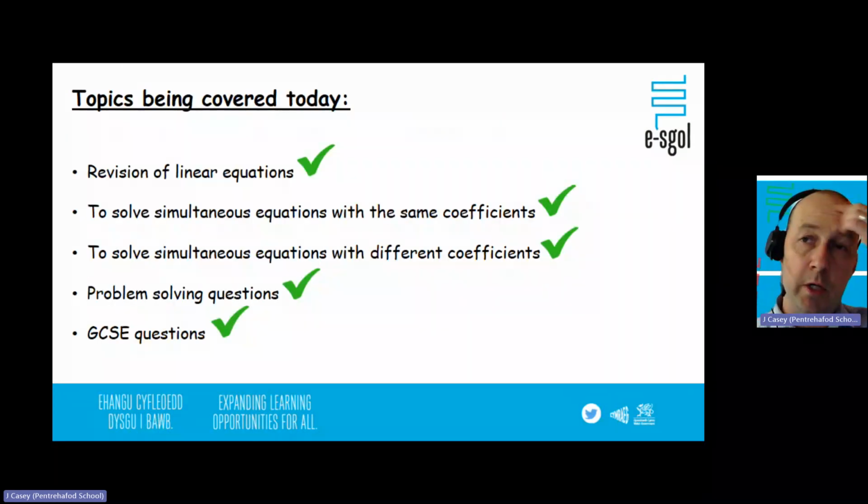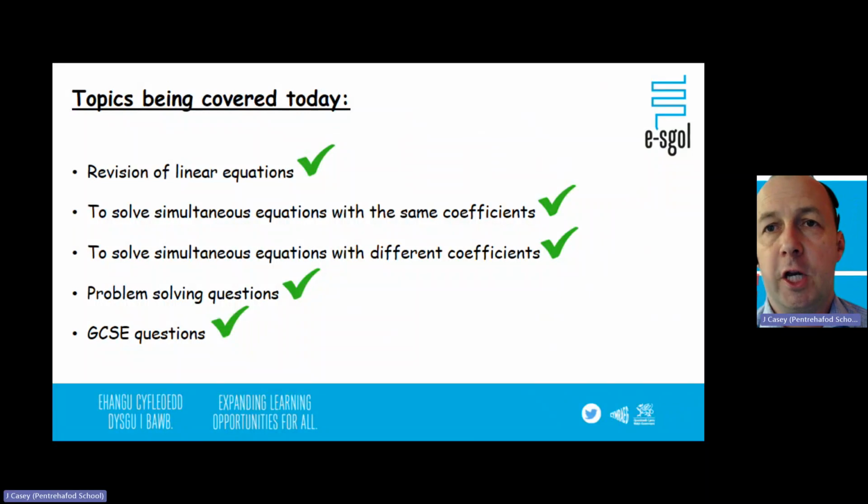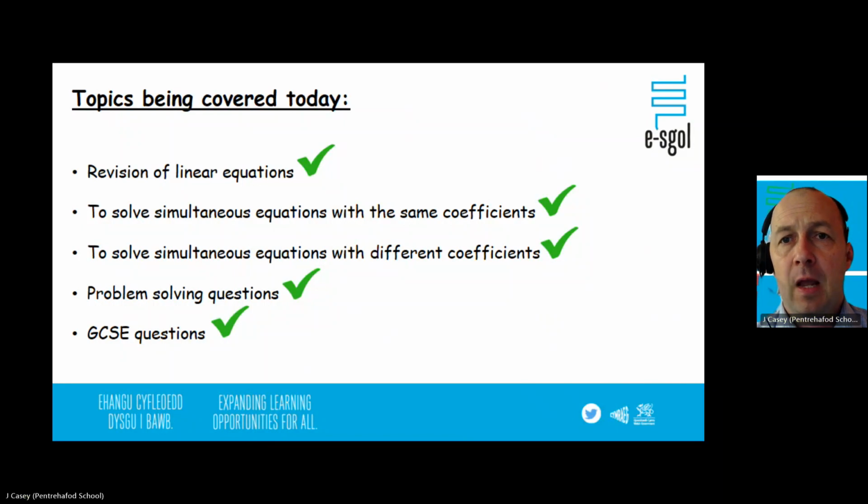Okay, so that's actually it. I was going to say I thought there was another question, but there isn't. But we are going to discuss what we've done. So we've done a bit of revision of linear equations. That was right at the start. We've solved simultaneous equations with the same coefficients. Remember, they're the ones you don't need to multiply. And then we did some simultaneous equations where you have to multiply one or maybe both of the equations. Then we did some problem solving, and then we looked at some actual GCSE questions. Now, not a bad topic, fairly straightforward. As long as you get those equations right at the beginning, I think you'll be okay.